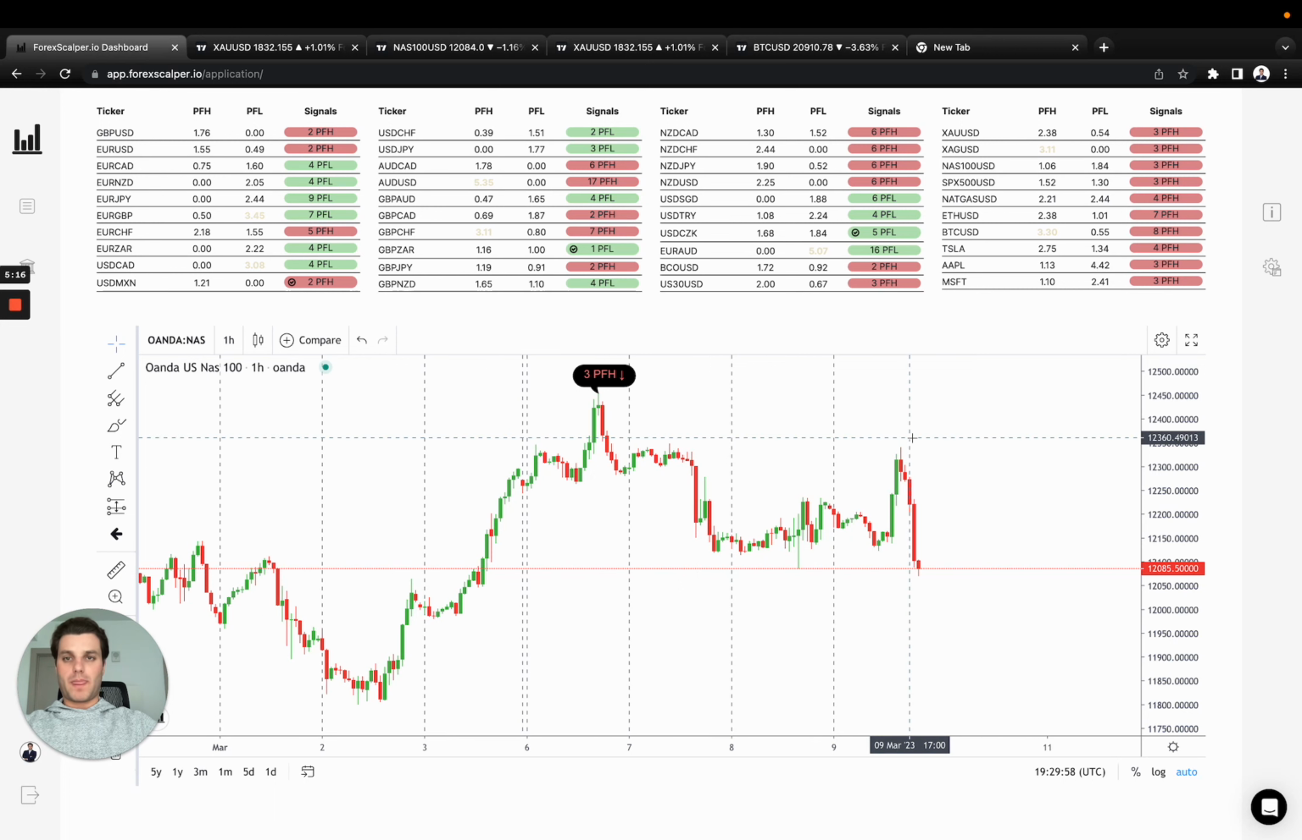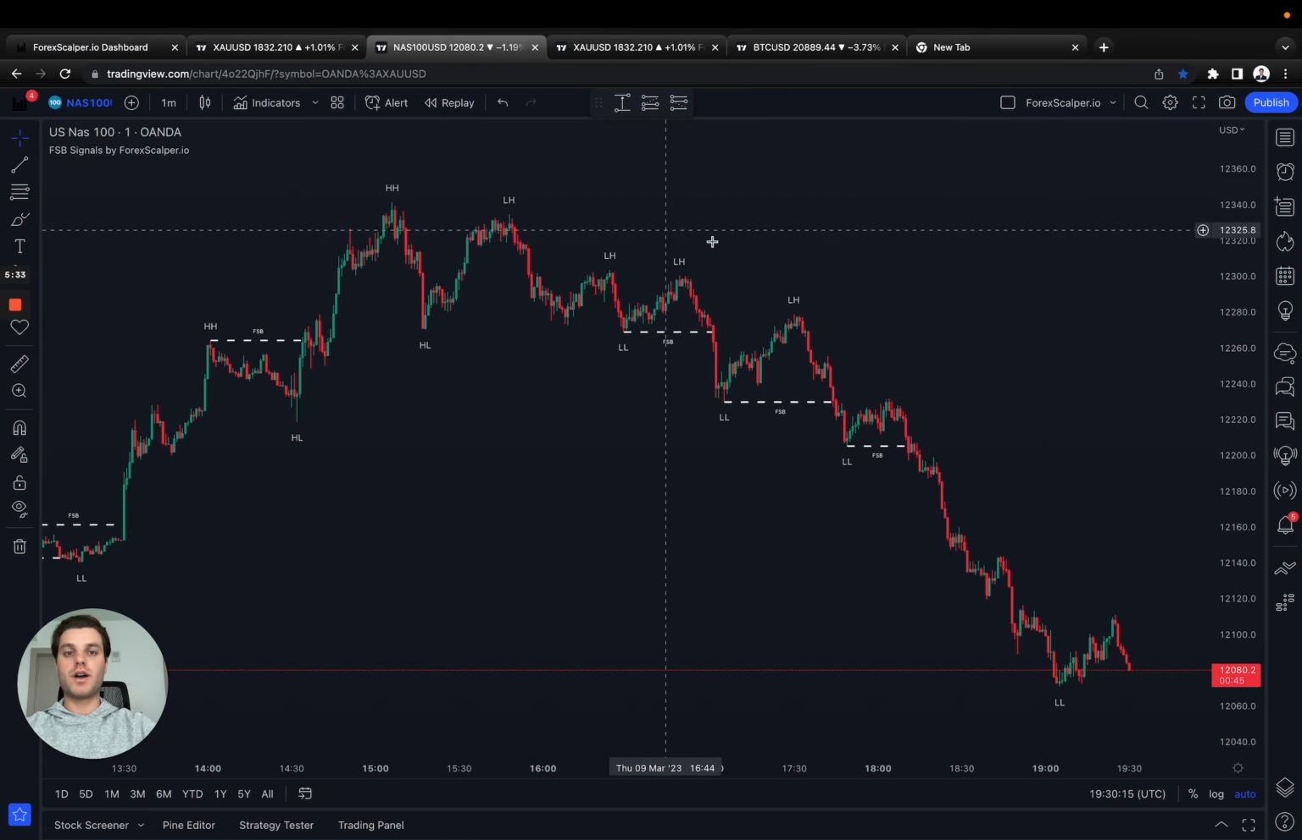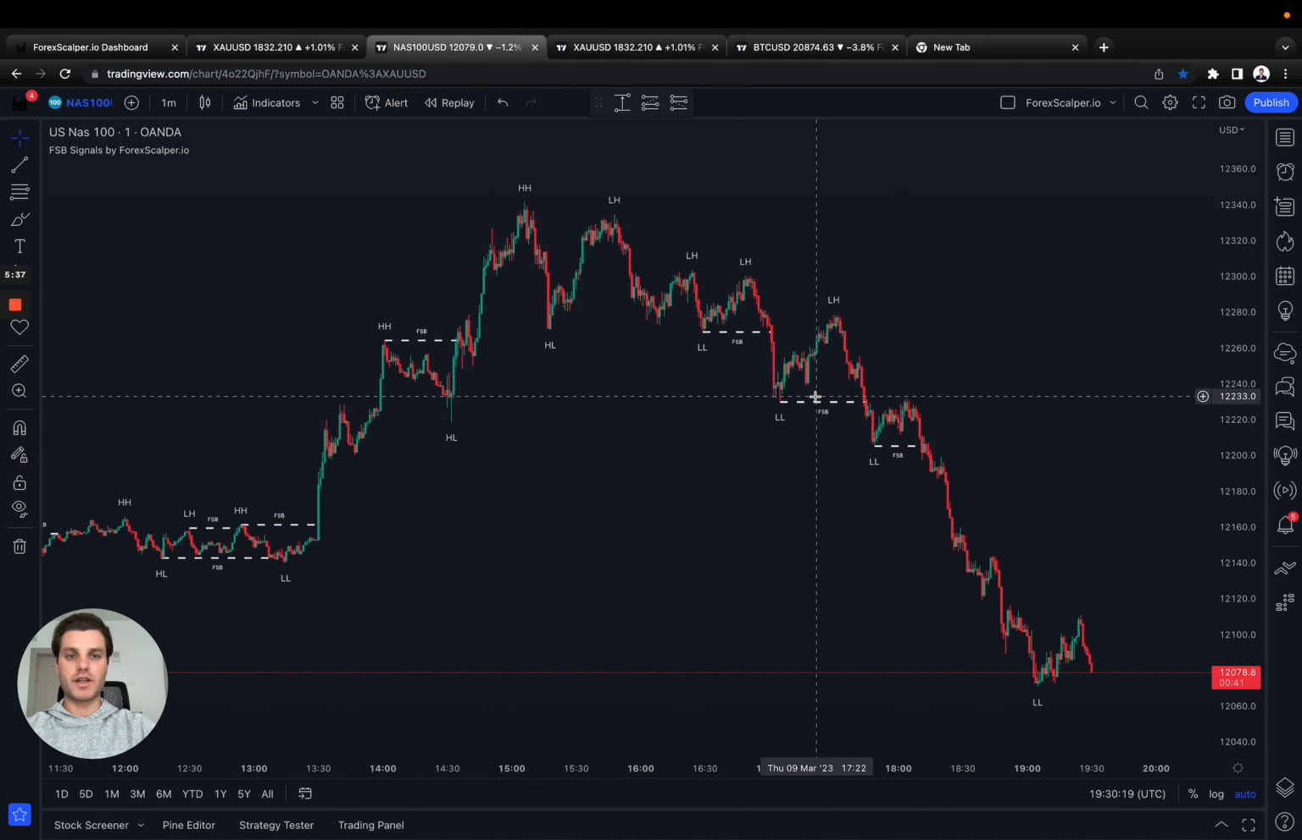All right, so what happened here? Well, for 2 days we're expecting the move to the downside, right? Now, of course, it's not always going to happen perfectly like it did here, this PFL to the upside. This was great. Sometimes it's not always like that, right? So let's open up TradingView, FSB signals by forexscalper.io.